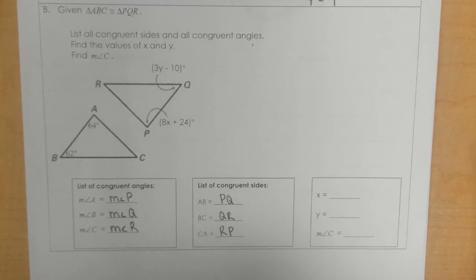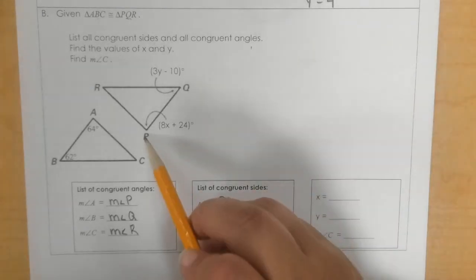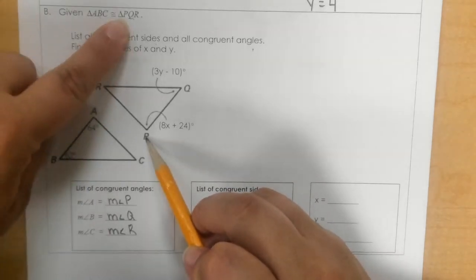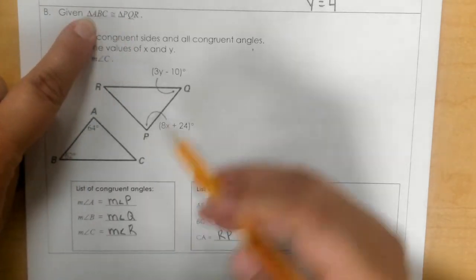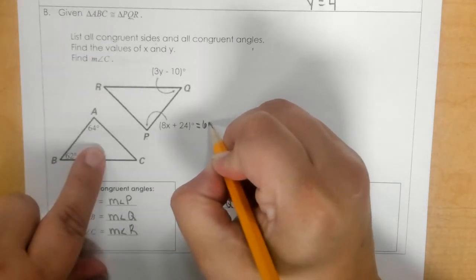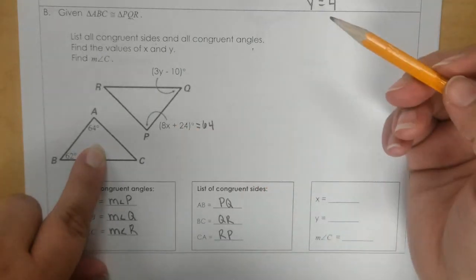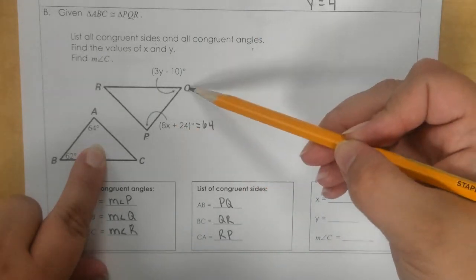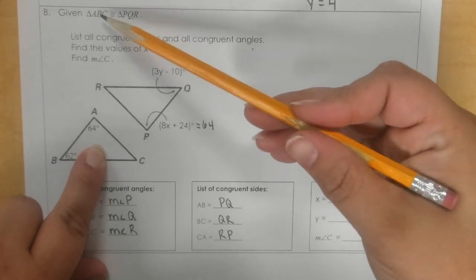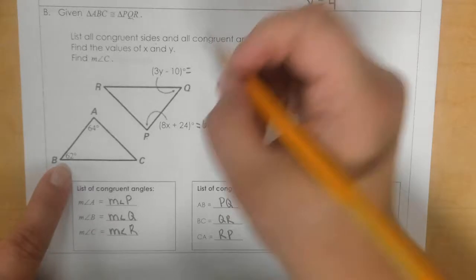Alright, so now we need to start looking at finding x and y. So angle P, that matches up with angle A. Okay, so we know that this angle P has to equal 64. Okay, so that's going to be our first equation. Okay, Q matches up with B, and B is 62.